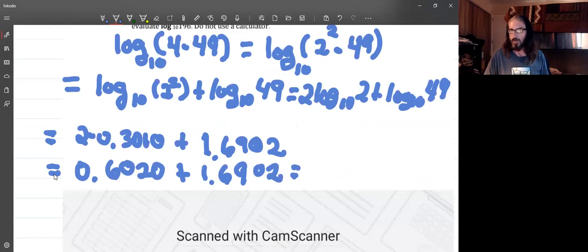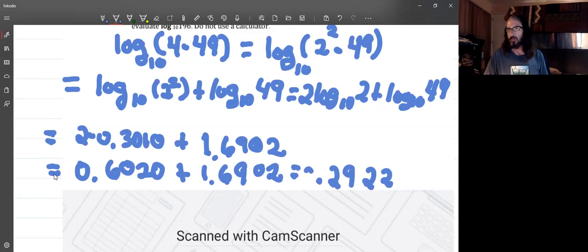Let's see, 0 plus 2, 2 plus 0, 0 plus 9, 6 plus 6, 2 with a 1 to carry. Exchange, as some might call it. 0 plus 1 is 1, carrying that 1. 2.922.